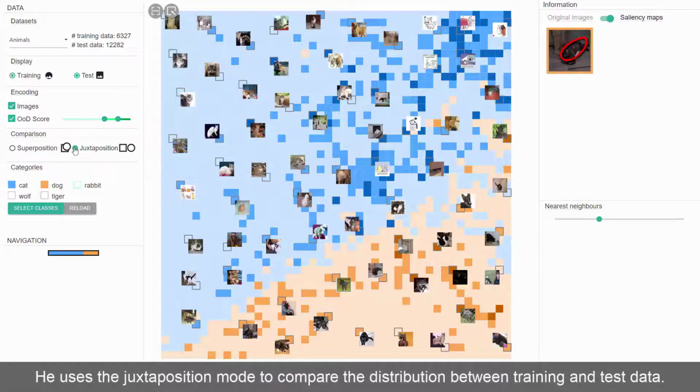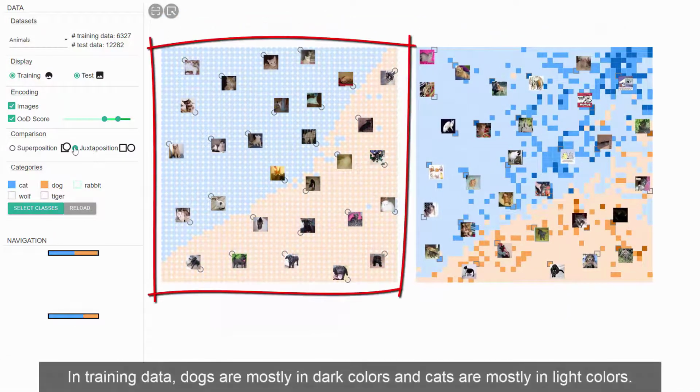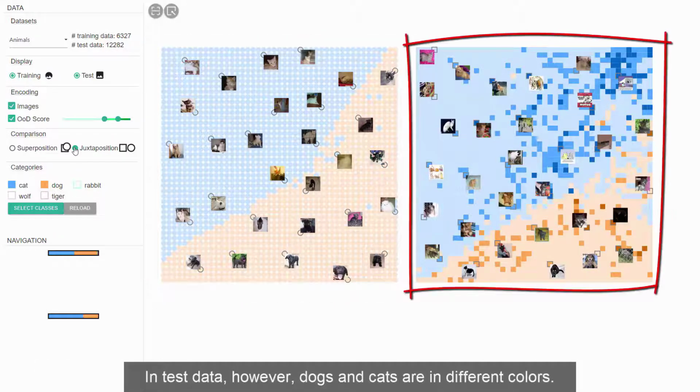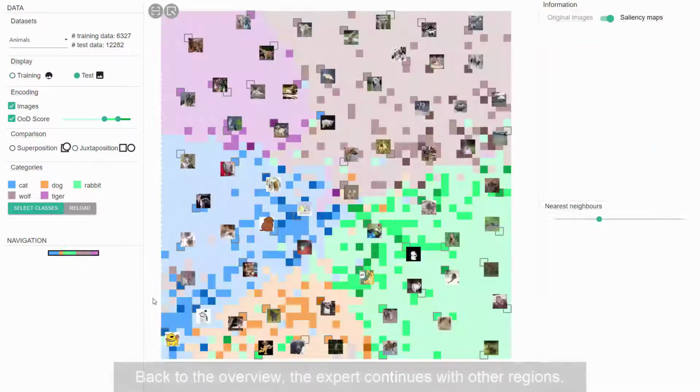He uses juxtaposition mode to compare the distribution between training and test data. In training data, dogs are mostly in dark color and cats are mostly in light color. In test data, however, dogs and cats are in different colors. Thus, the expert confirms that lacking diversity in color between cats and dogs causes these OOD samples.